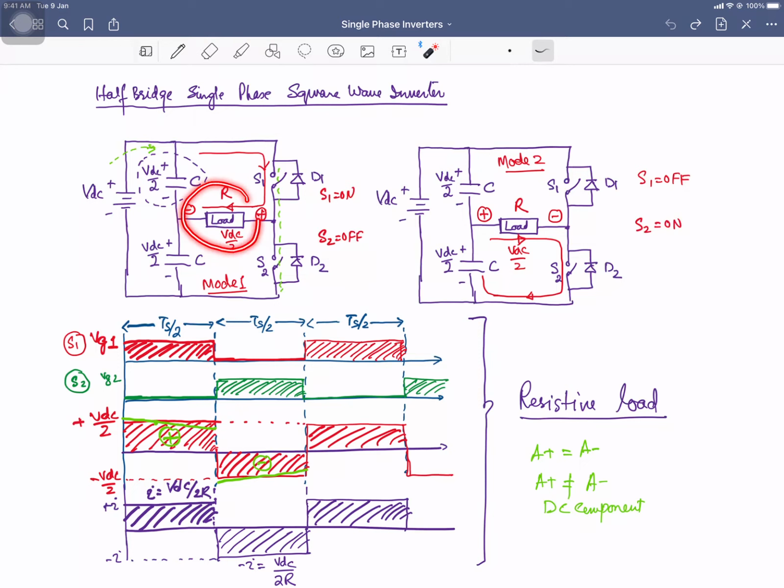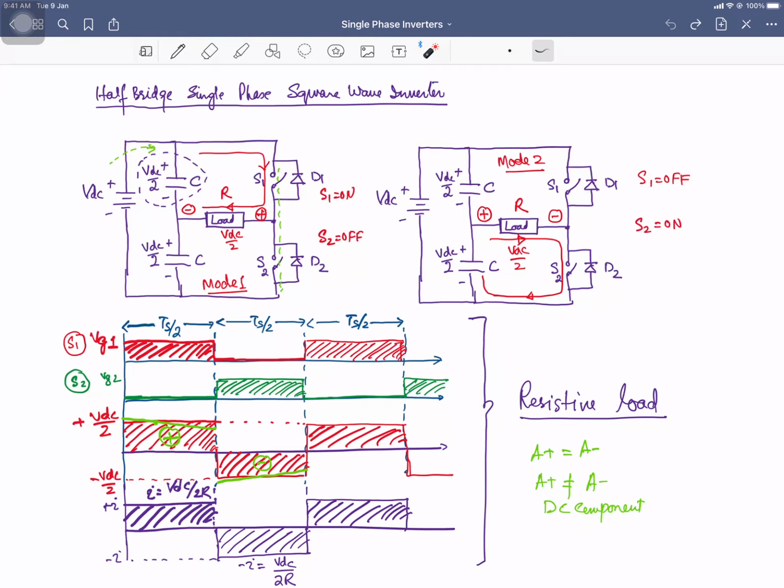So, the load is connected between the center point of these two capacitors and the switches. This is the arm of the switches, and in this arm we have two capacitors. So, when we turn on the switch S1, this capacitor is connected across this load. So, this is the positive terminal, this gets connected with this point. So, this will be a positive potential, and this point is connected with the negative terminal, because this DC source is first divided into two parts, VDC by 2 plus minus VDC by 2.